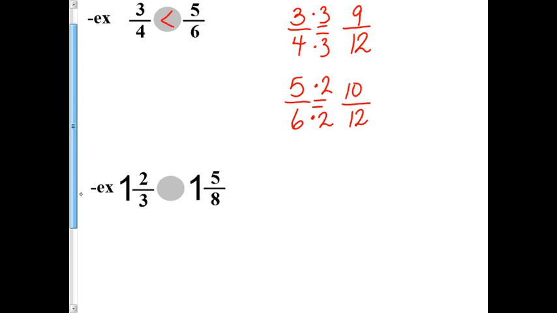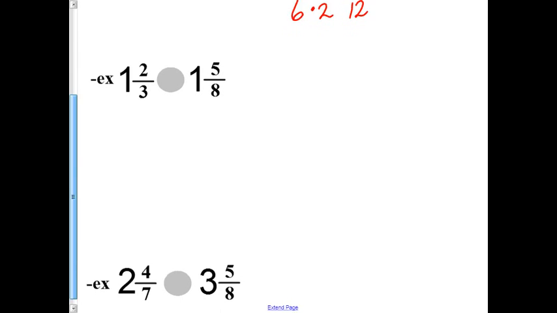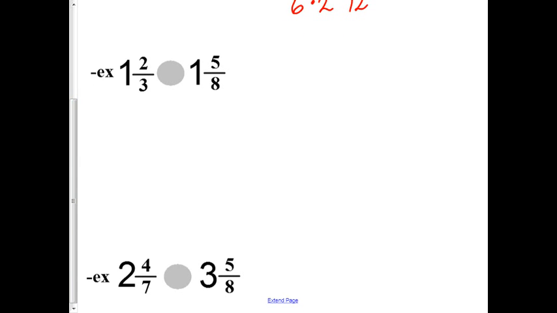I can use this same method to compare mixed numbers. Now, oftentimes people think they have to change those to improper fractions first. No, you don't. 1 2/3 and 1 5/8. Since the whole numbers are the same, all I really need to do is compare the fractions. So I'm going to compare 2/3 and 5/8 the same way as I would if the ones weren't there.